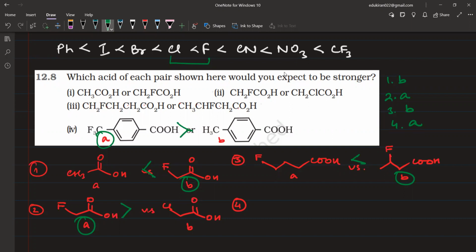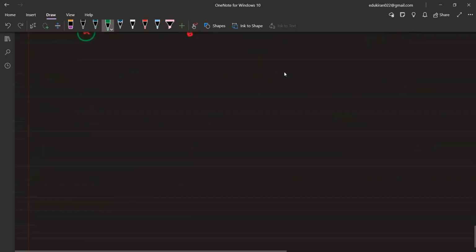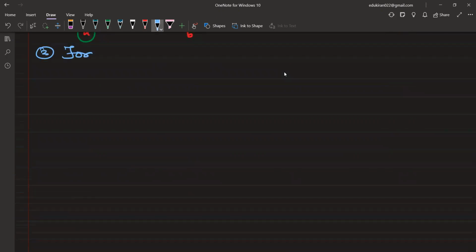Everybody write this down. No, the acidic character is over. Write the second reaction, formation of anhydride. Second chemical property: formation of anhydride.